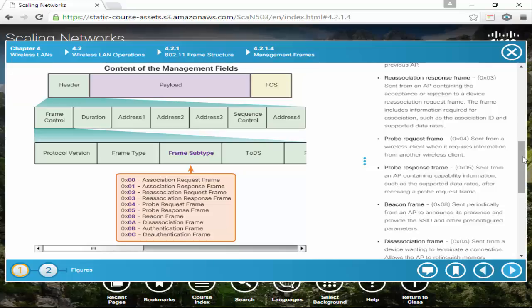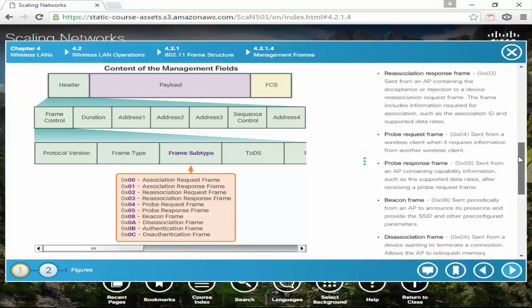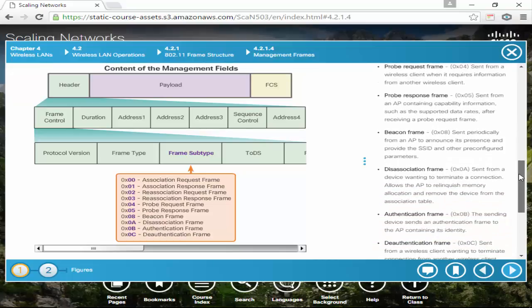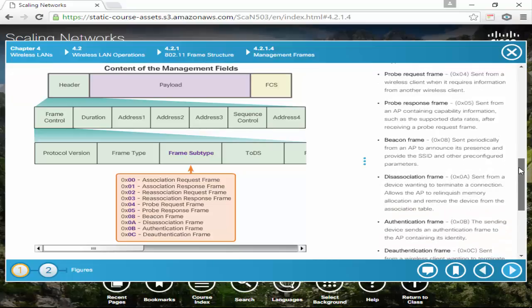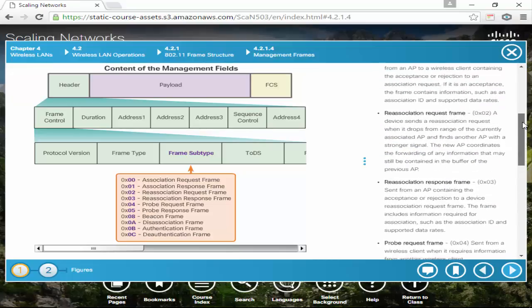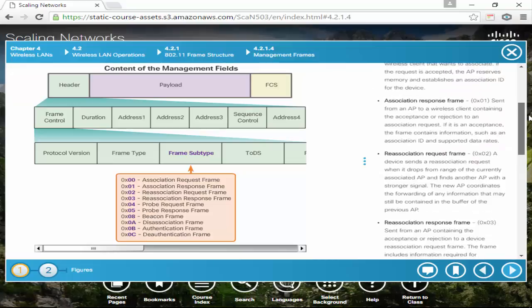Reassociation response frame. Sent from an AP containing the acceptance or rejection to the device's reassociation request frame. The frame includes information required for the association, such as association ID and supported data rates. Alright, so same as the association response frame, except with a re in front of it.